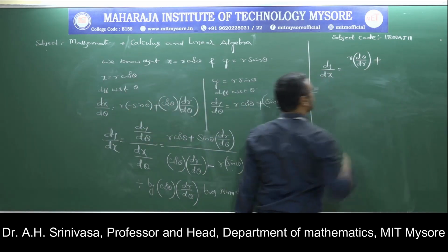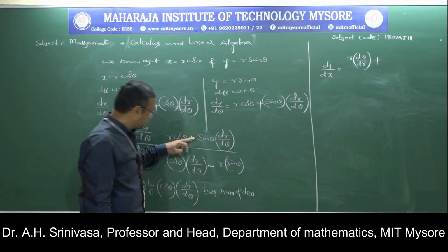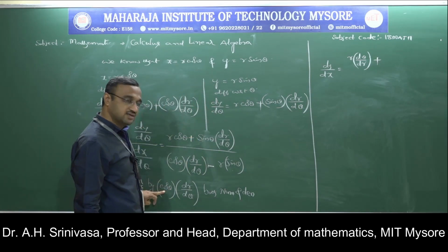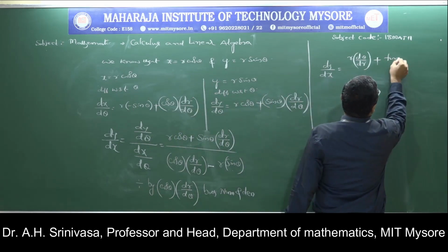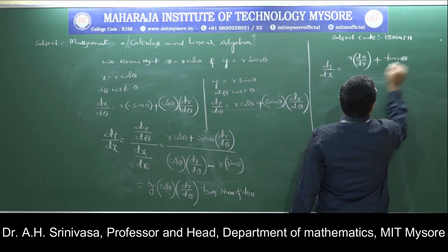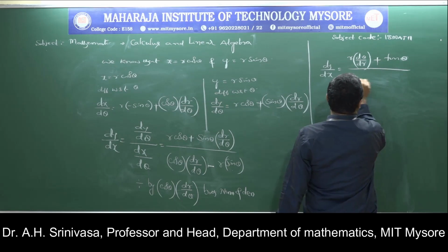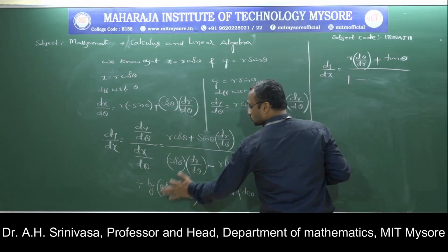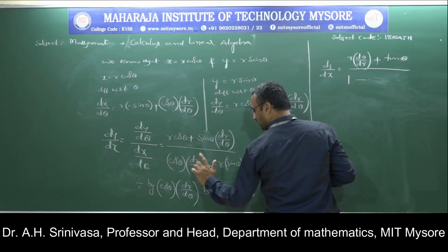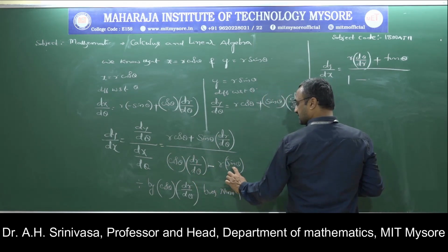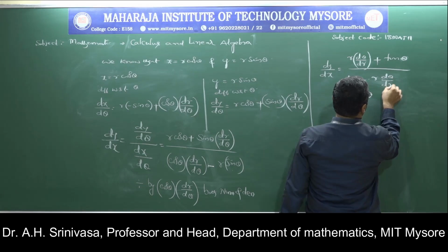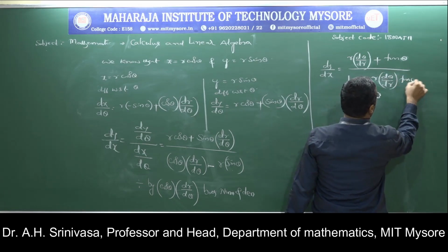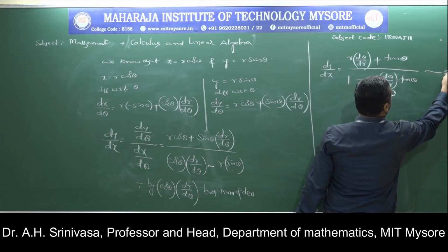Then plus, if we divide this one, sin theta by cos theta is tan theta, and both dr by d theta will be cancelled. You get only tan theta, all divided by 1 minus, these two terms are cancelled here. We get 1. Then again the same procedure: r into d theta by dr into tan theta. Now call this equation number 2.